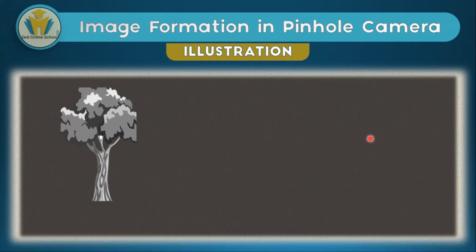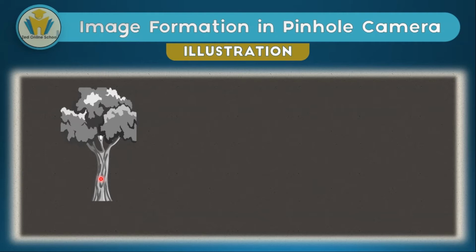Let's say we had an object which is a tree. This object will be reflecting a lot of light. Why are we saying it will be reflecting a lot of light? We know trees don't produce any light. Therefore, for us to be able to see them, they need to reflect light. Usually this is light from the sun if it's during the day. If it's during the night, obviously you have a torch or any other device that you can use to shine and see.